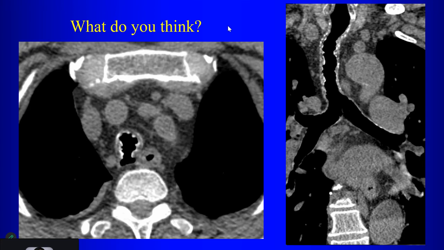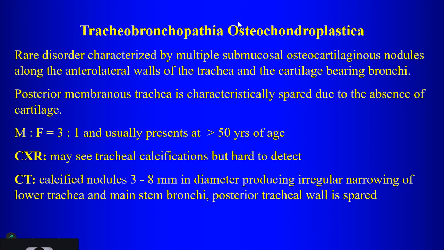It's abbreviated as TBO and has this very characteristic appearance, which I think is why chest radiologists love this thing. And it's got the crazy name, right? TBO. I mean, if somebody just called it tracheal osteocartilaginous nodules, it probably wouldn't be as famous as this crazy name that it has here. Okay.